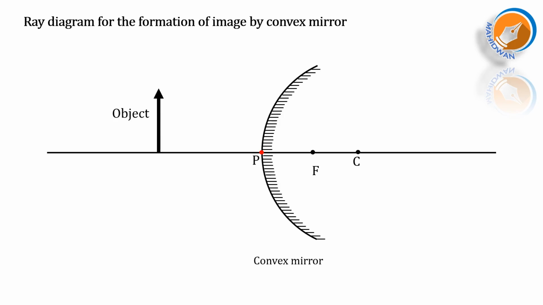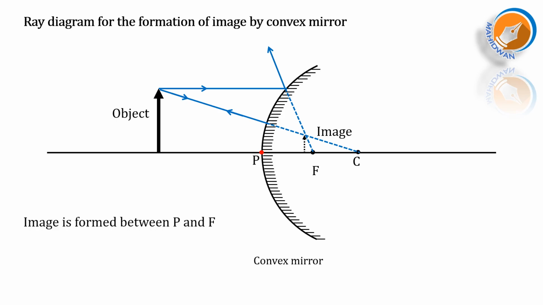So object placed in front of mirror, rule same. Any ray parallel has to pass through focus, dotted inside the mirror. Second ray, I'm passing it through C. It will be reflected back along the same path. So wherever they appear to meet, that is this point, I'll be drawing a diminished image, but it has to be dotted again because it is virtual. So let's write the characteristics. Image is formed between P and F. It is virtual, upright, and diminished.